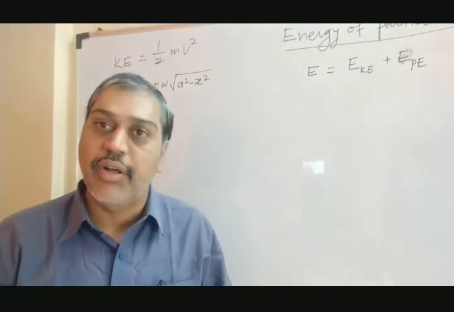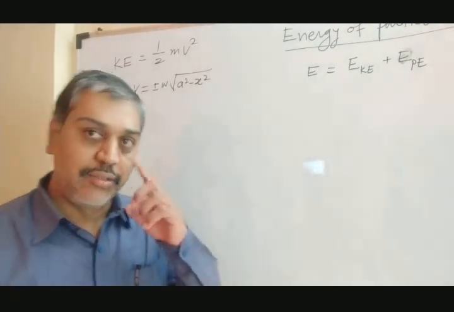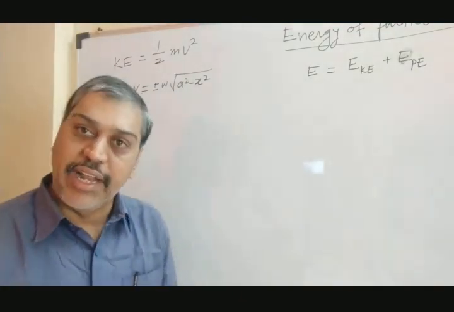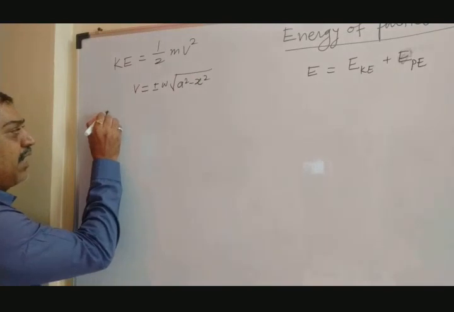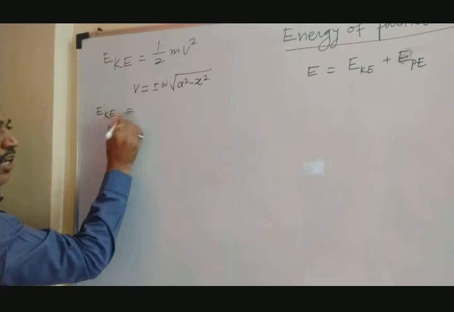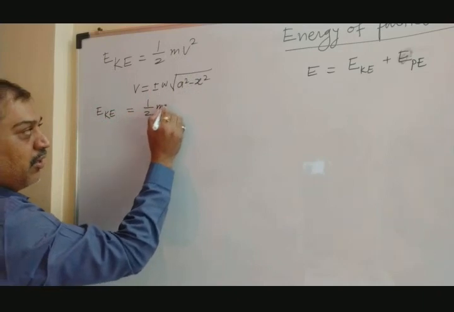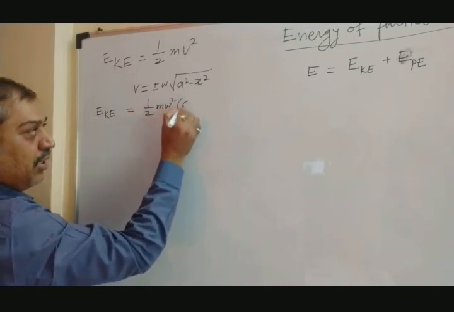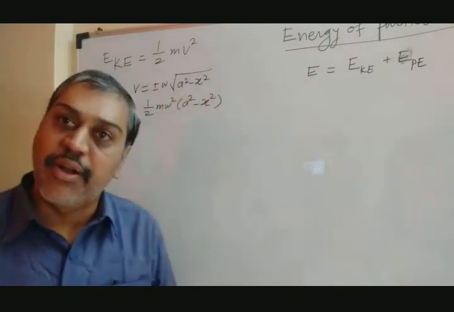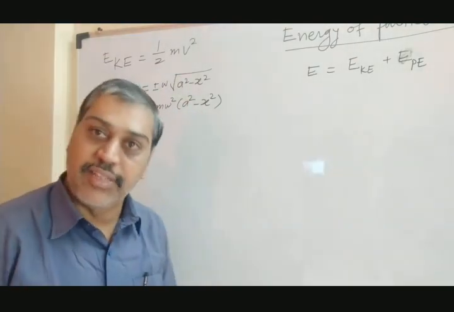From the differential equation of simple harmonic motion, we found acceleration, and from that we found the velocity. That equation I have written here. If we put this value in this equation, we get the kinetic energy. Just put it here and we can write the kinetic energy E suffix KE equals 1 by 2, m as it is, v square means this whole square. It is m omega square in the bracket a square minus x square. The square root goes off because we have taken the square of that term. So omega square times a square minus x square is the velocity square.